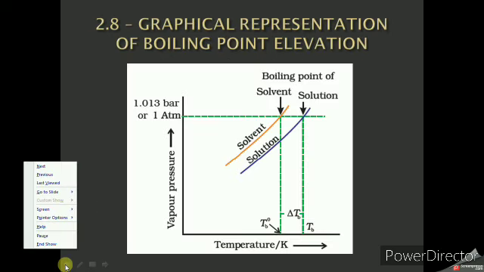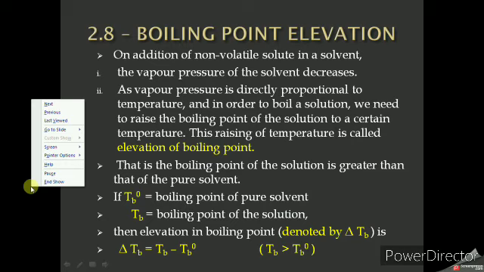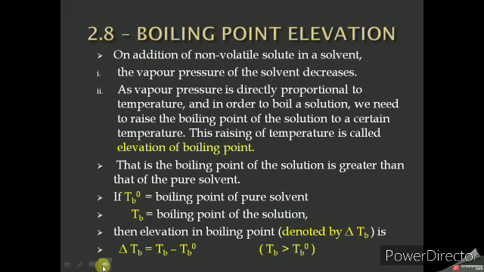Then the elevation in boiling point is denoted by delta Tb, and it can be calculated as follows. Elevation means increase. So delta Tb is equal to Tb minus Tb0. So the boiling point of the solution is greater than the boiling point of the pure solvent. Then we can easily understand this in the graph: boiling point elevation as a consequence of vapor pressure lowering.